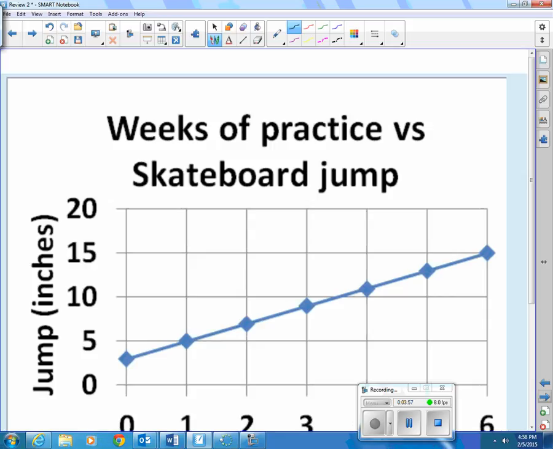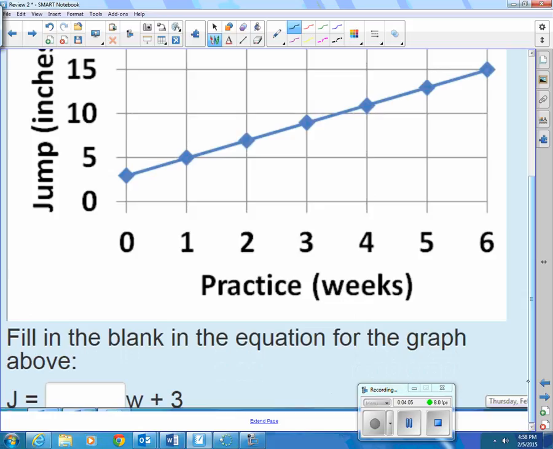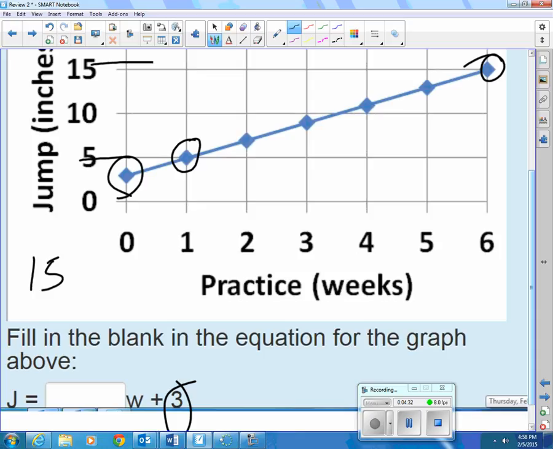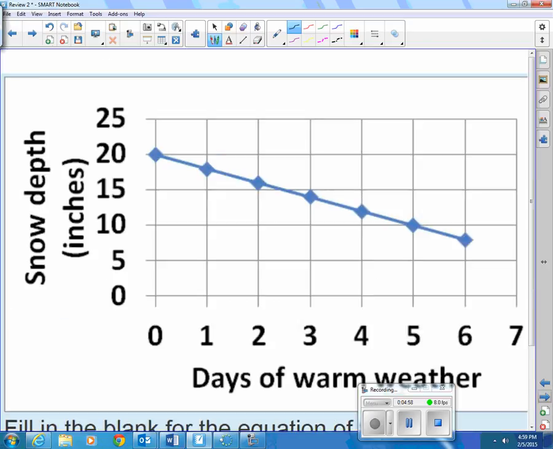So this graph describes my weeks of practice compared to my jump distance on my skateboard. So if I try to write an equation for that, my jump is equal to, well, it starts at 3. We can see that off the graph. And it goes up. Let's find some places where it's right on a grid. There we go. From week 1 to week 6, we can be right on grids. So that's 15 and 5. So the improvement is 15 minus 5. The improvement is 10. How many weeks did it take me to improve by 10? Well, it took 5 weeks, so 10 inches in 5 weeks is 2 inches per week. My jump increases 2 inches every week, starting at 3 without any practice.